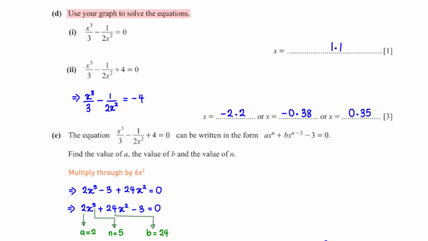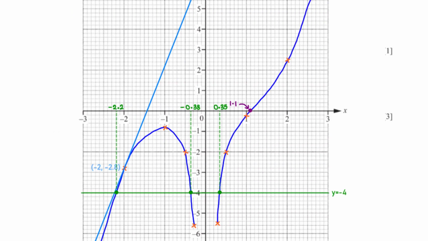Use your graph to solve the equations. x cubed over 3 minus 1 over 2x squared equals 0. To solve this equation using the graph, we need to find the x-coordinate of the intersection points between the curve and the line y equals 0, which is the x-axis. On the grid, the x-coordinate of this point is 1.1.